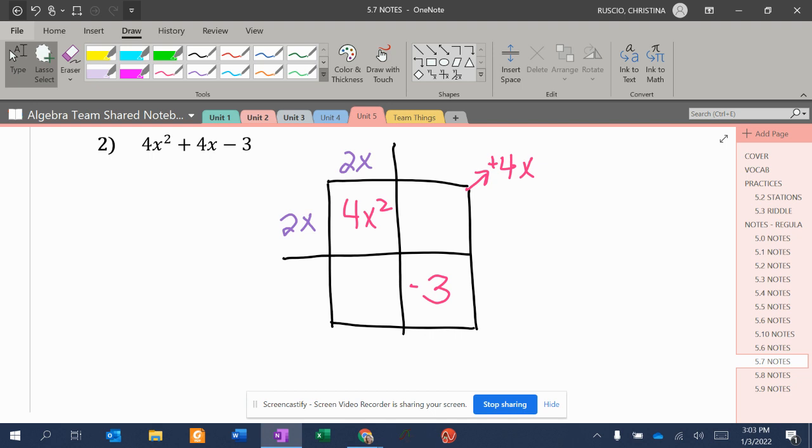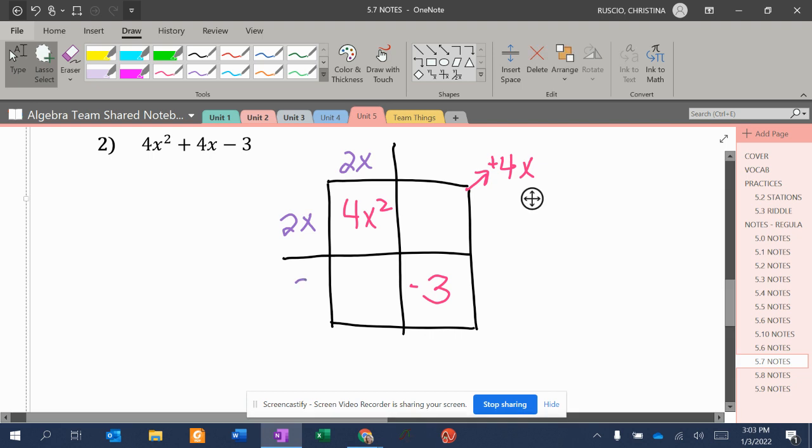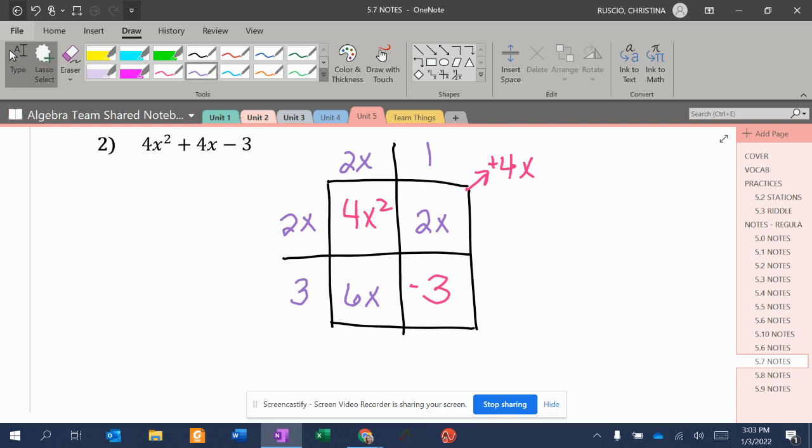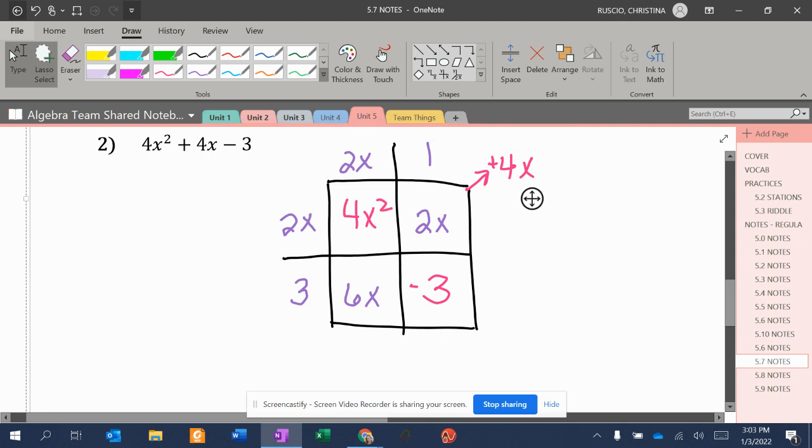Well, luckily, I only have 3 and 1, but I don't know where to put the negative. So let's put the 3 here and the 1 there. And let's see what happens when I do this. So 3 times 2x is 6x. 2x times 1 is 2x. So somehow I need to end up with a positive 4x. 6x, what 2x will get me positive 4x?